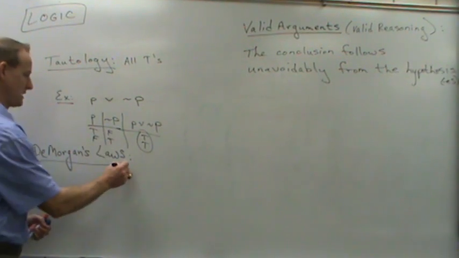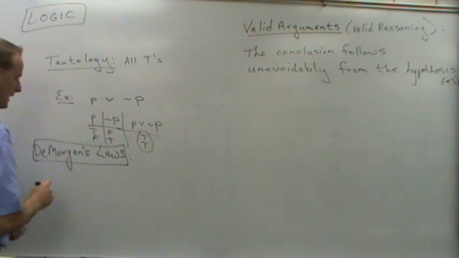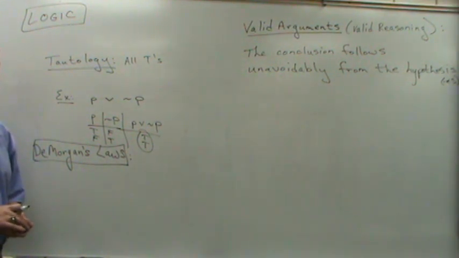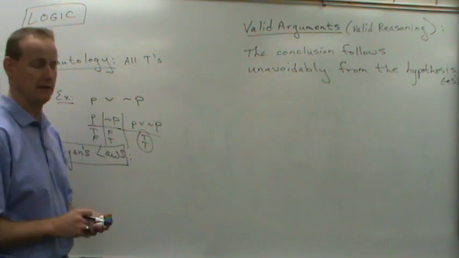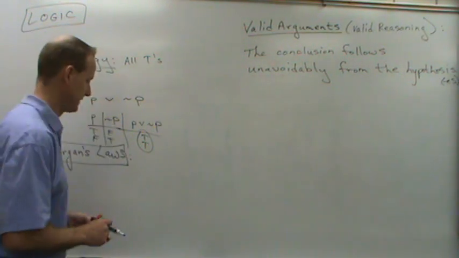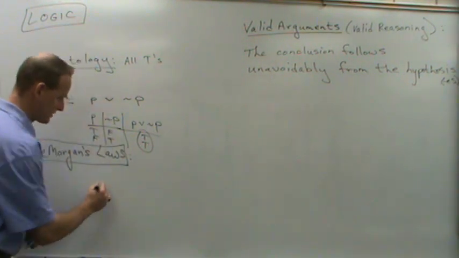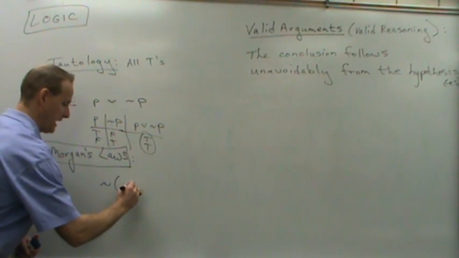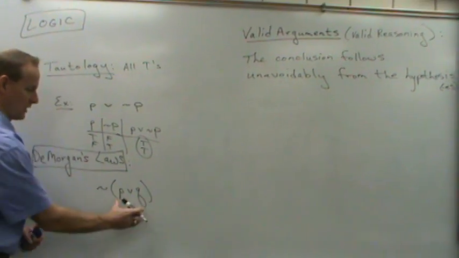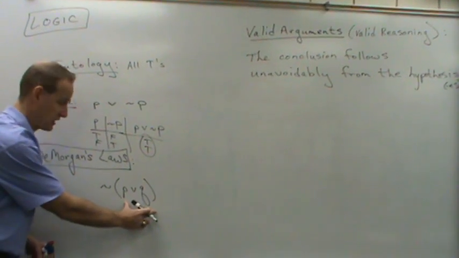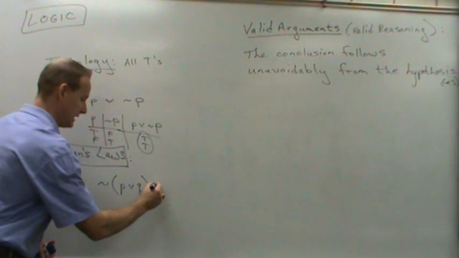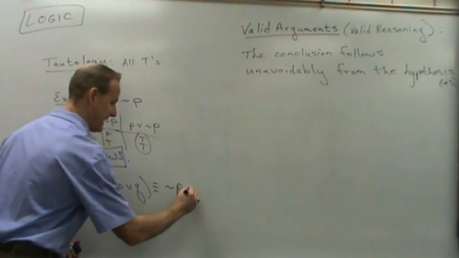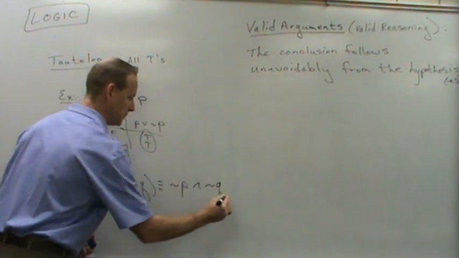Now let's look at another topic called DeMorgan's laws. Augustus De Morgan was a mathematician that was involved in several different topic areas, including logic as well as sets and Venn diagrams. DeMorgan's laws simply are this. If I have the negation of P or Q, where I would need to evaluate the disjunction first and then negate it, that will be logically equivalent to the negation of P and the negation of Q.